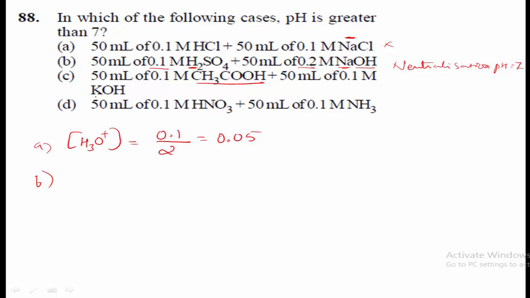Option C, 0.1 M CH3COOH and 0.1 M KOH. In this case, hydrolysis of salt takes place and CH3COOK will be formed, a salt of weak acid with strong base, and hence pH is greater than 7. And in case of D, 50 ml of 0.1 M HNO3, 50 ml of 0.1 M NH3. Here NH4NO3 will be formed, and hence the acid HNO3 is strong but the base is weak, and hence pH is less than 7. So pH is equal to 7, pH is greater than 7 and pH is less than 7.